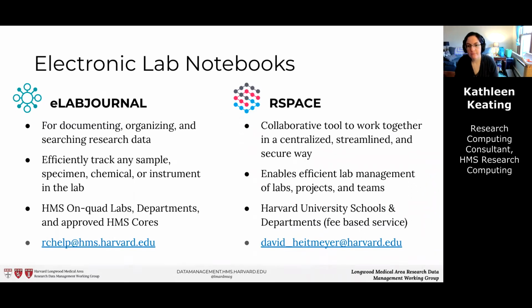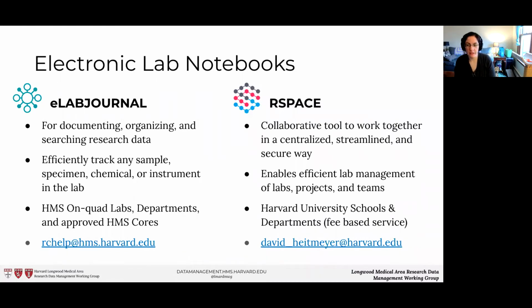Thanks, Kathleen. Hi, everyone. My name is Kathleen Keating. I'm a consultant within research computing, which is part of HMS IT. And I joined the data management working group for a number of reasons. What others have said has resonated with me. It's a combination of both personal and professional interests. I do enjoy documentation and data reproducibility. I think it's important to be able to not only do your scientific work, but to be able to have others reuse and understand what you did.